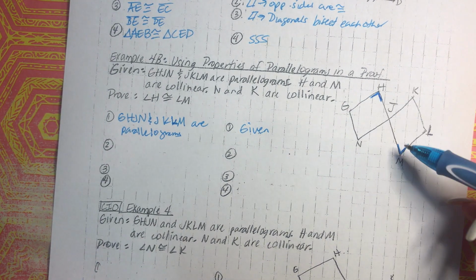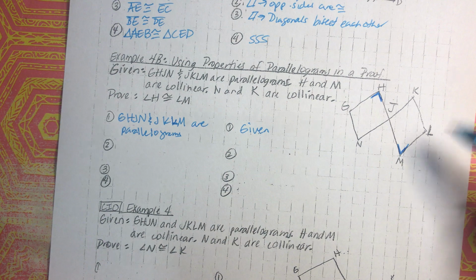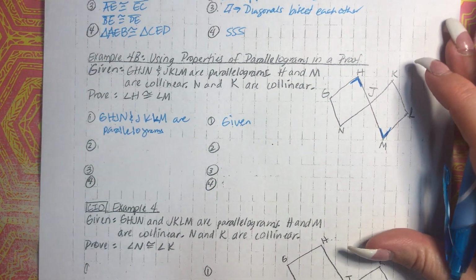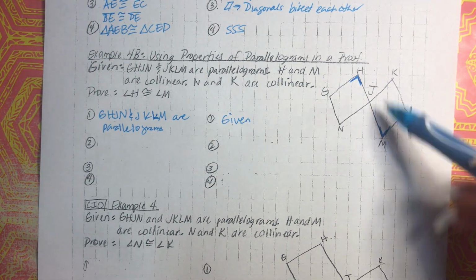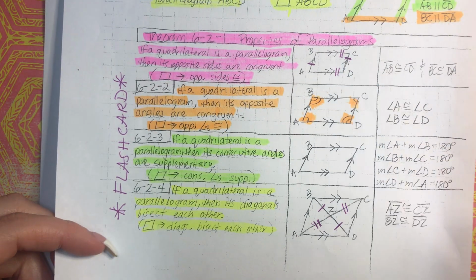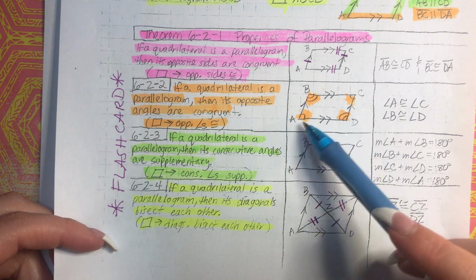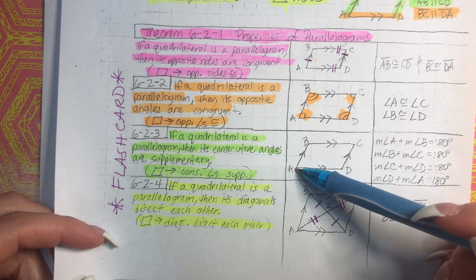We need to prove H and M are congruent. What are we going to do? So those are angles, right? So what do we have? Okay, so it's not going to be this one. There's opposite angles are congruent, or really this one, consecutive angles are supplementary.